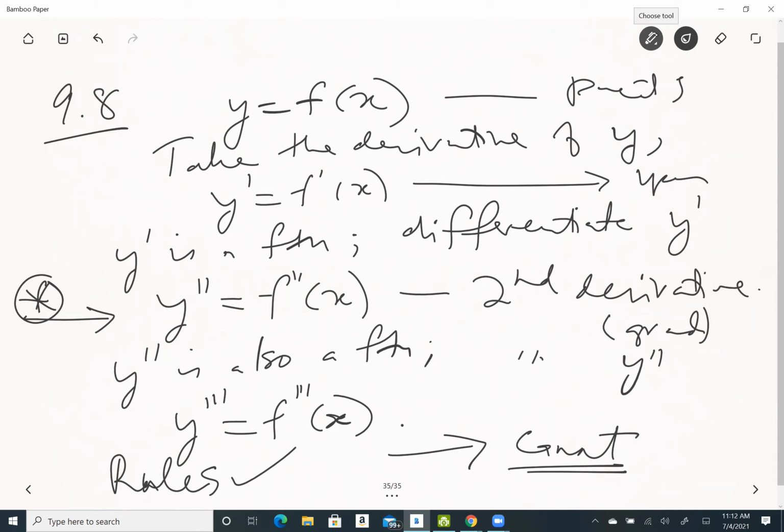So the quotient rule, the power rule, the product rule, everything will be applicable. Let's consider an example. Look at 9.8. Say I have the following function: y equals 5x squared plus 13x minus 9. Differentiate the function.